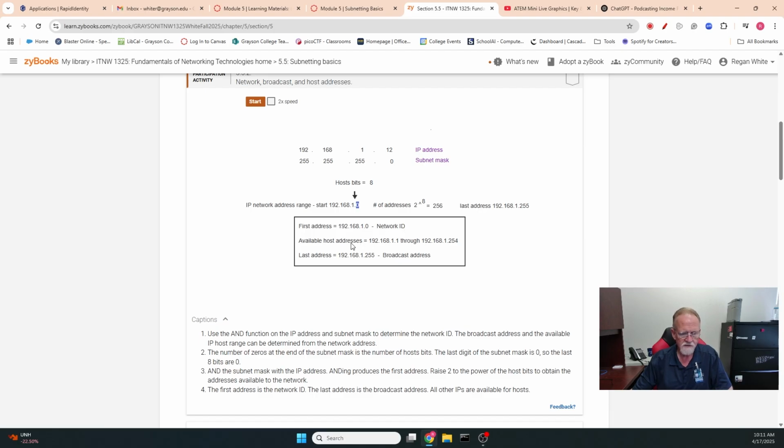The range of usable host addresses are .1 to .254. That means you have 256 addresses minus 2 is 254. So you have a total from 1 to 254. Those are the addresses that you can put into a network card, or you can give to a computer, or you can assign to a DHCP server.